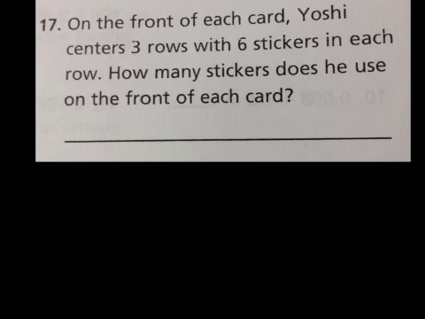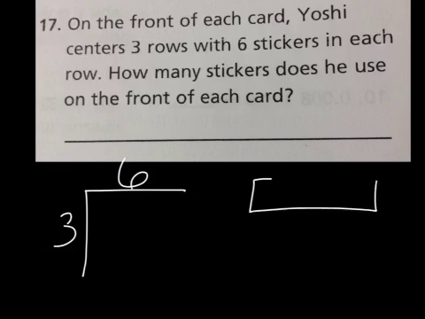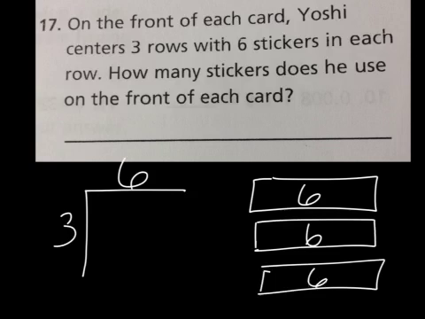Number 17 says, on the front of each card, Yoshi centers 3 rows with 6 stickers in each row. How many stickers does he use on the front of each card? Well, if I have 3 rows going this way and 6 stickers in each, here's a row and I have 6 stickers, and here's a row and I have 6 stickers, and here's a row and I have 6 stickers. Repeated addition is the same thing as multiplication. My equation is 6 times 3 equals S for stickers, so you have 18 stickers.